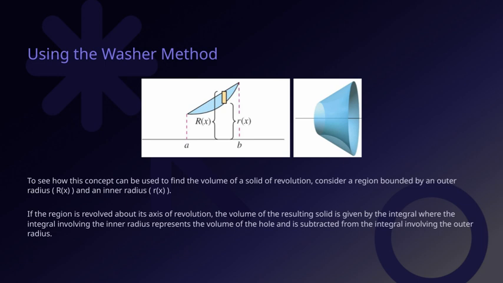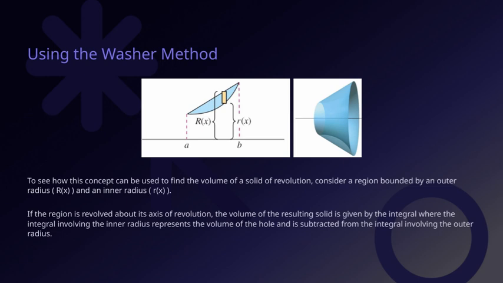calculated using an integral. The key idea here is that the integral involves two parts, one for the outer radius, which is R of x, and one for the inner radius, r of x. The volume element is essentially a washer or a disk with a hole in the middle.